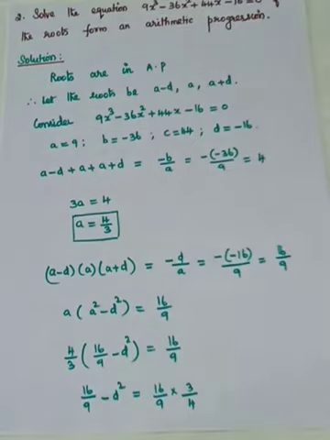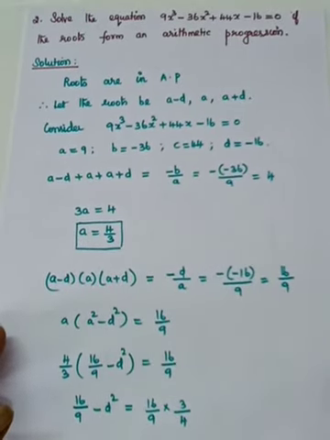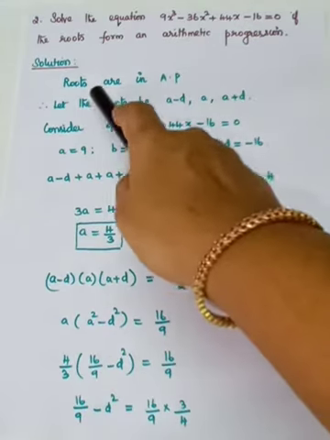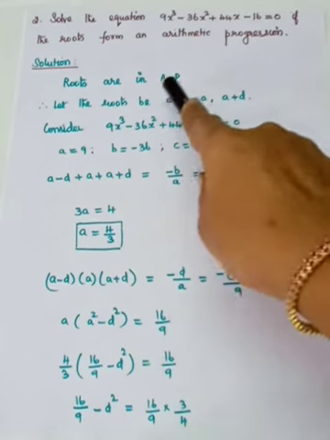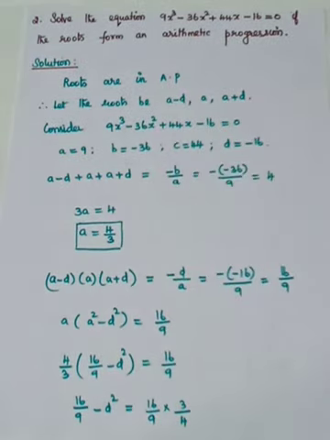And coming to the second problem, solve the equation, what is it? 9x cube minus 36x square plus 44x minus 16 is equal to 0, if the roots form an arithmetic progression. So they form an AP. It is given that the roots are in AP. So we take the roots as a minus d, a, a plus d. Okay, they are in the arithmetic progression.